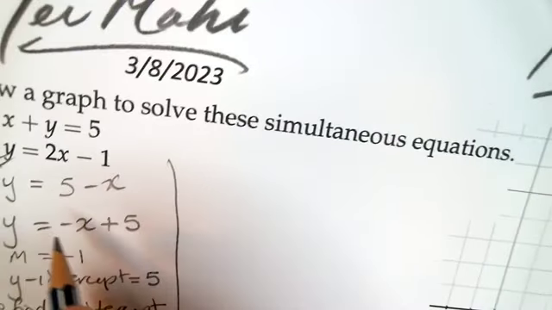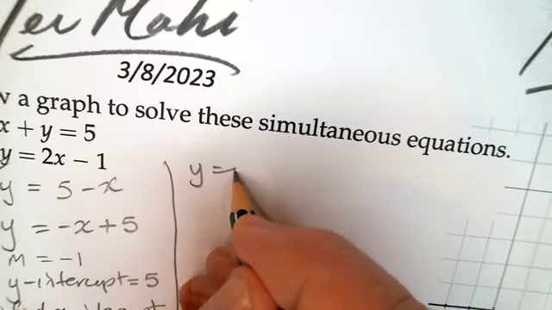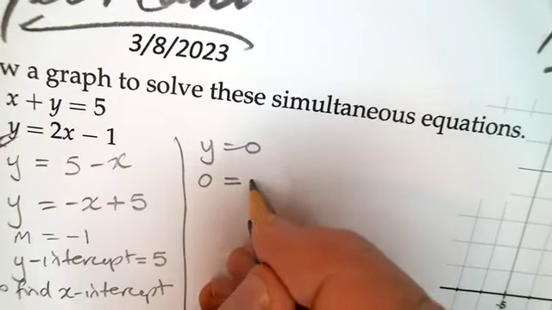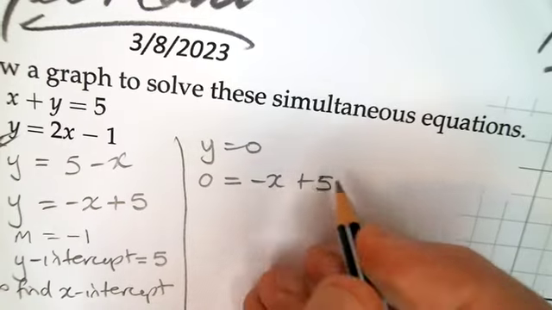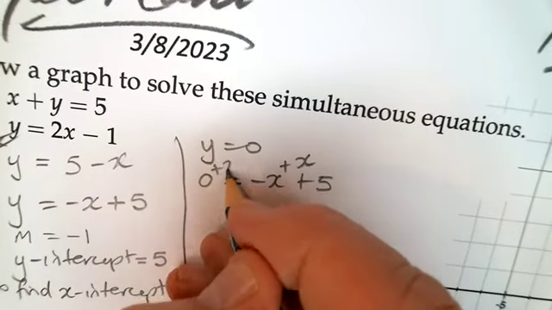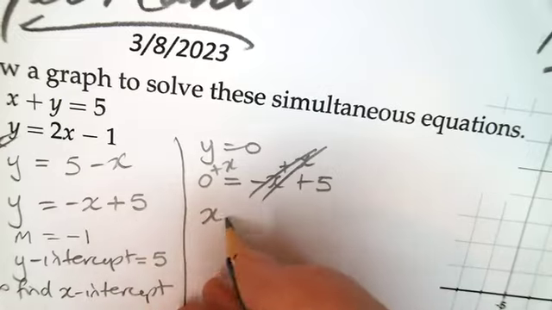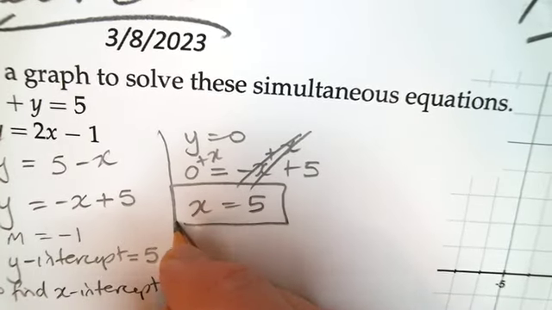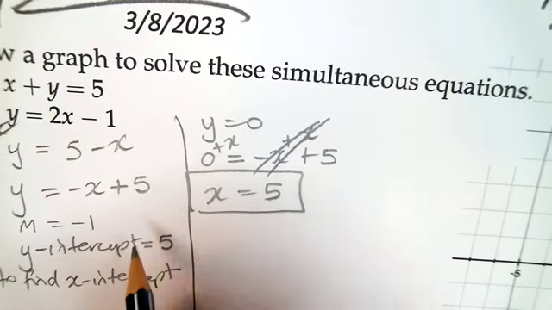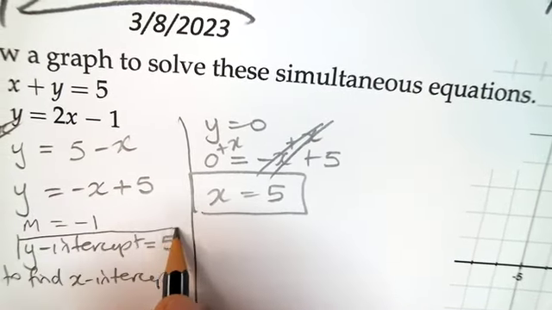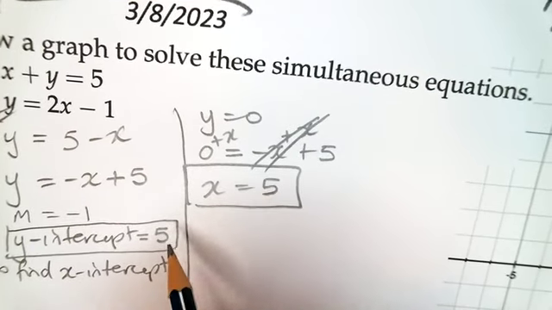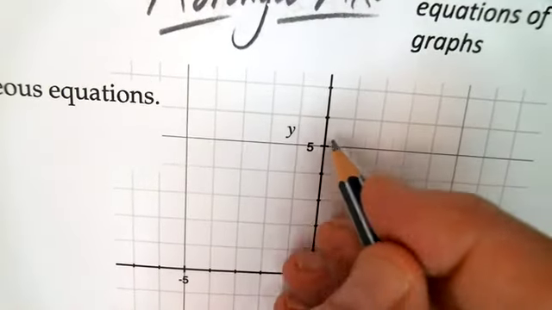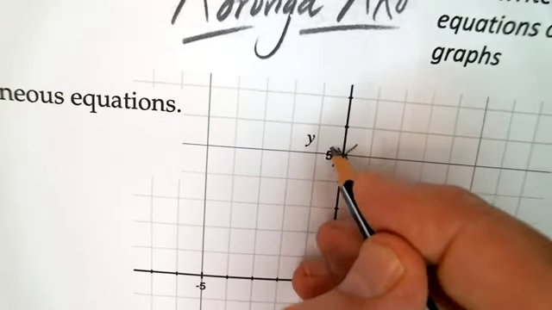So y is equal to 0. Therefore, 0 is equal to minus x plus 5. So I'm going to add x to both sides. What happens when I do that? x becomes 5. So I've now got my x-intercept, and I've got my y-intercept. The x-intercept and y-intercept are both 5. So here they are, x-intercept and y-intercept. There they are.